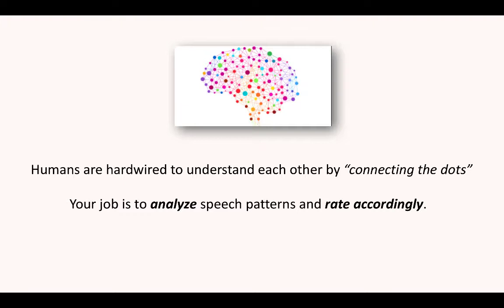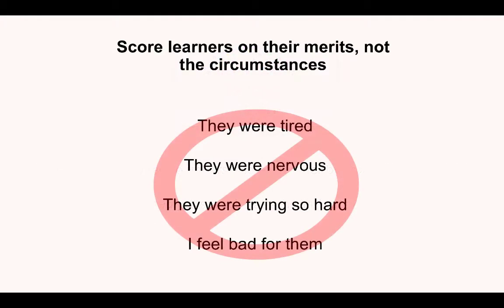In ordinary conversation, humans are hardwired to understand each other by connecting the dots between verbal and nonverbal communication and the communication context. So even if someone we're talking with isn't making a lot of sense, our minds work in such a way to allow us to understand them. So your task is not to make those ordinary allowances and give them a higher rating than they deserve, but to analyze the speech patterns they're using and rate accordingly. So it'll help their English instructor and them to know what they really need to work on.